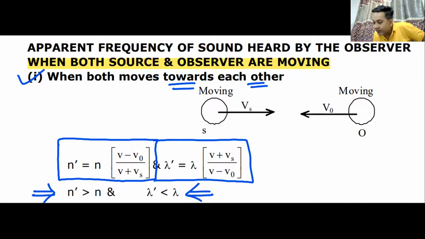Can you write this formula? This formula is nothing but we take both the cases together. We take the case where the source is moving, the frequency is divided by V plus Vs. We take the case where the observer is moving towards the source. We multiply it by V plus V naught, and we get the answer.